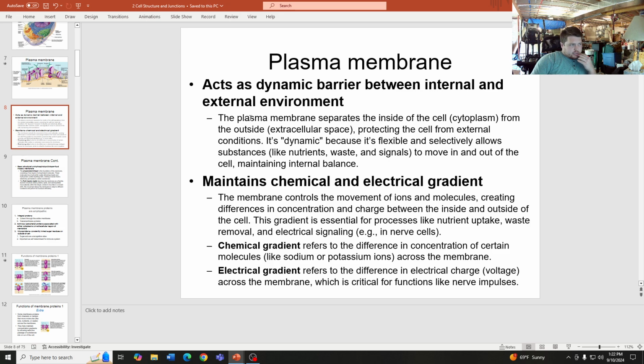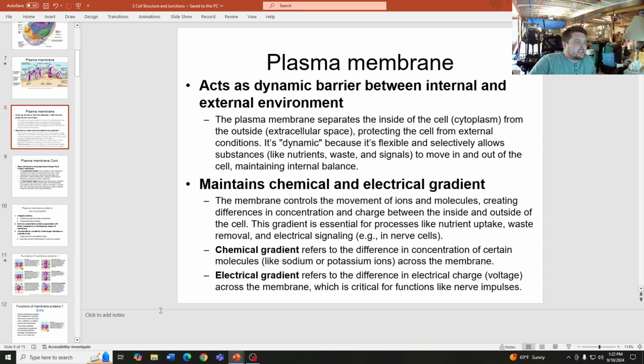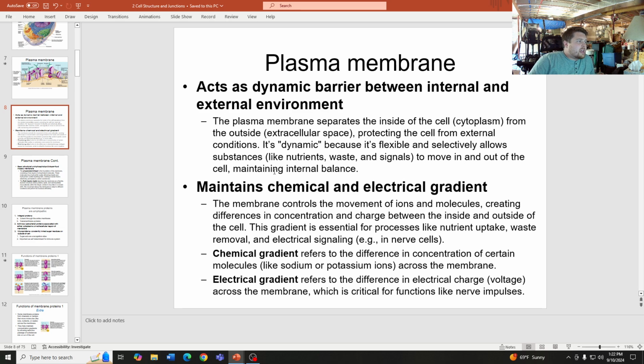in order to keep everything at homeostasis or balanced, as well as functioning appropriately and making sure that it's transmitting the signals that it needs to transmit. Its big job is also to maintain chemical and electrical gradients. Essentially, this is talking about concentrations. We need specific chemical concentrations of different things in and out of the cell at all times. So the plasma membrane is how we manage that.